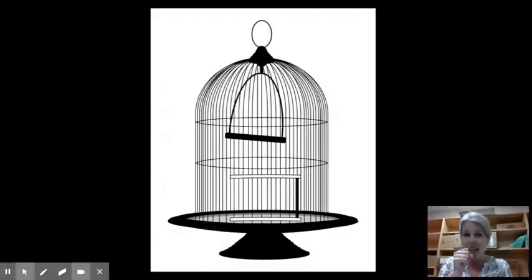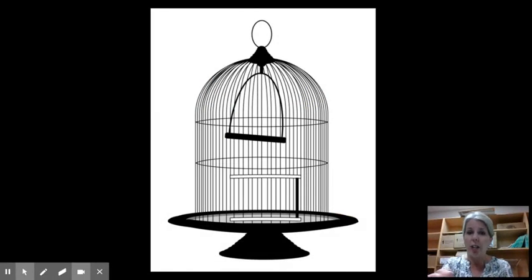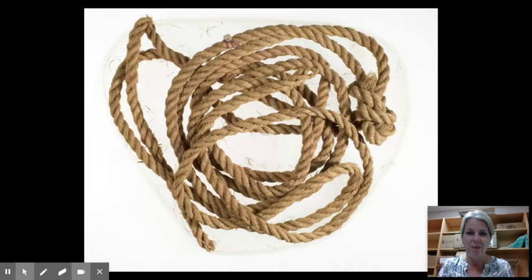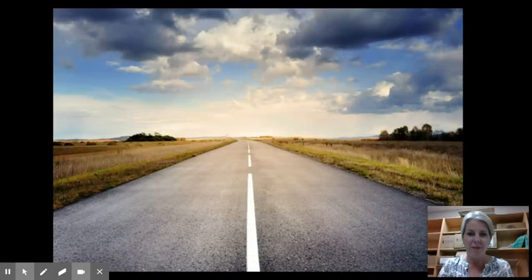When I say cage, you say j. Cage. Great job. Our next word is rope. When I say rope, you say p. Rope. Awesome job. Our next word is road.